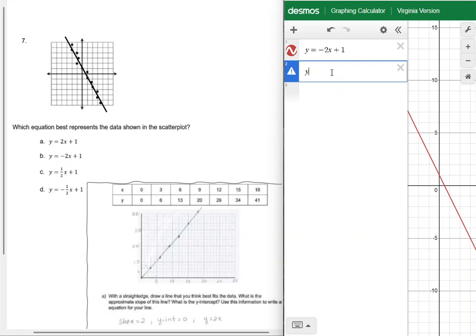Y equals 1/2 x plus 1. Nope. That doesn't look the same. And then the other one is negative x. So between these two lines, I would definitely go with the red one right here. This one looks like the best one that matches my line of best fit. Okay.